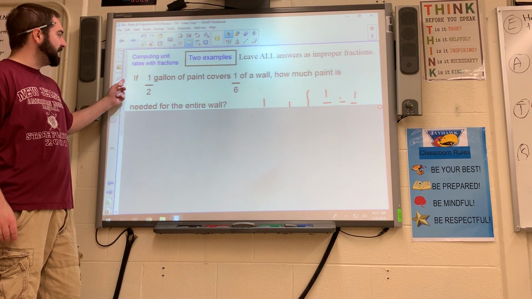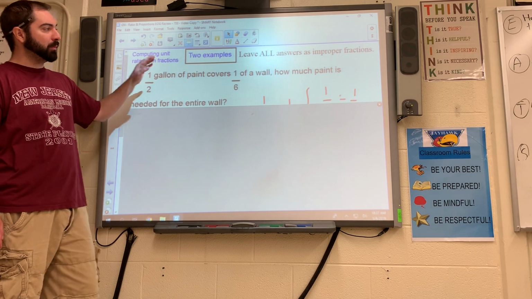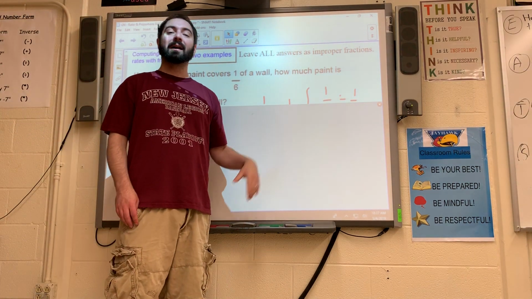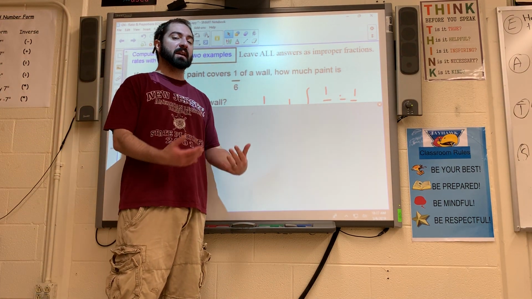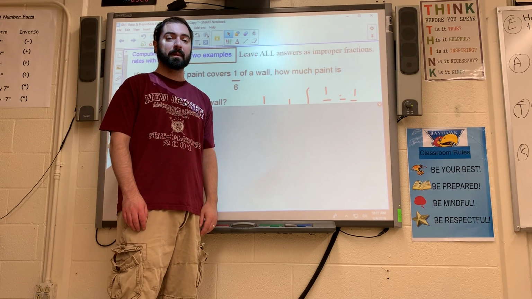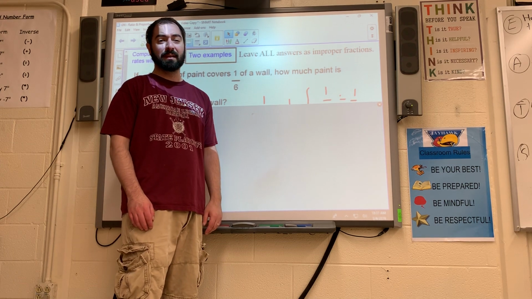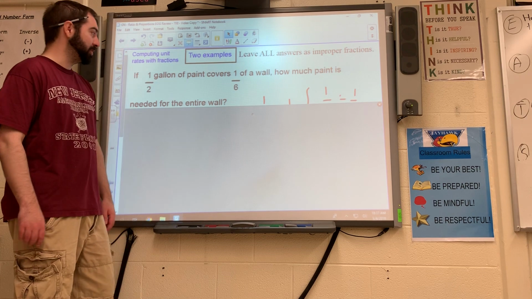All right, moving on to today's examples. We have 2 examples, and we're going to leave all answers as improper. I actually reduced them on the board just in case, just to show you that, hey, some of these are actually pretty easy to reduce, and they might ask you to do something like that on an EOG.